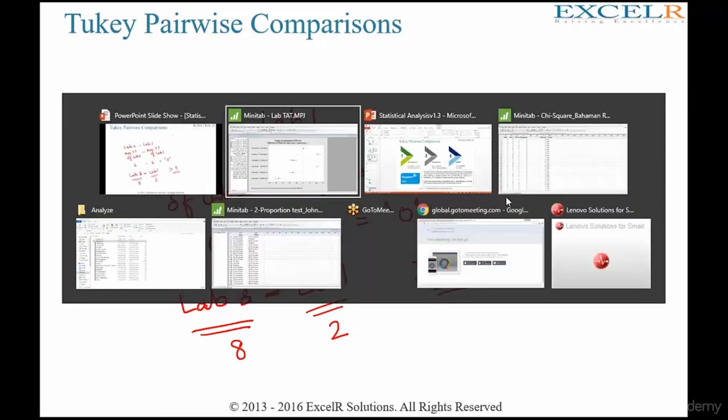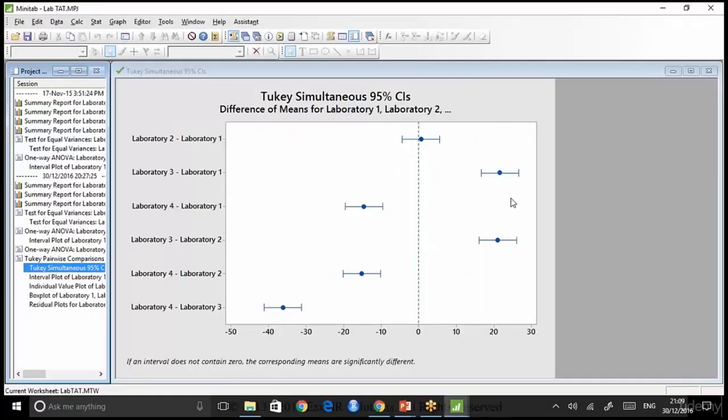And if you look at this confidence interval, they're greater than 0. Here is a dotted line which is 0. And lab 3 minus lab 1 is greater than 0. So in comparison to lab 1, lab 3 has high turnaround time.